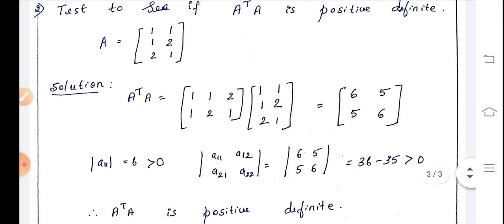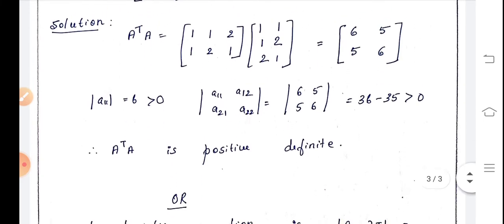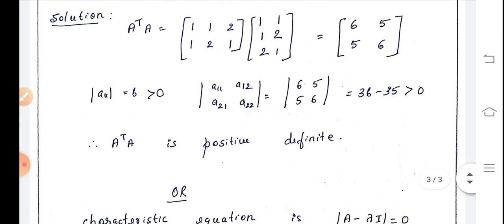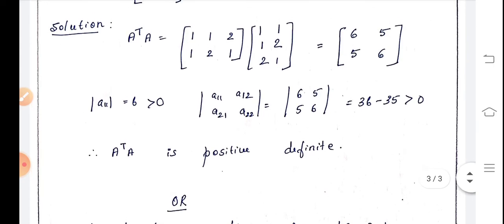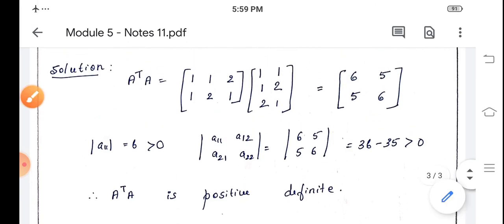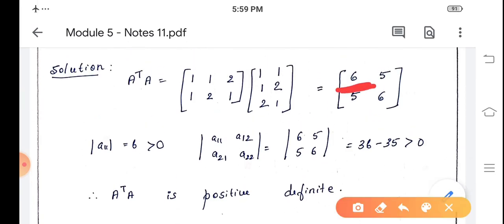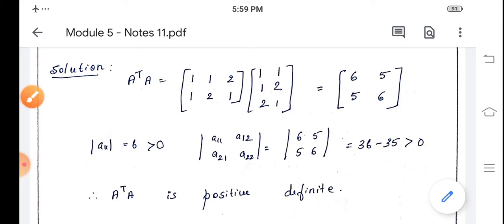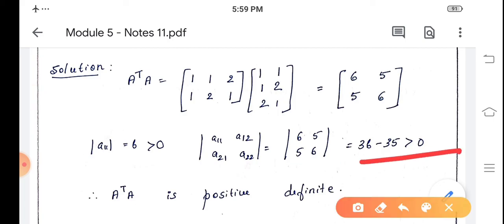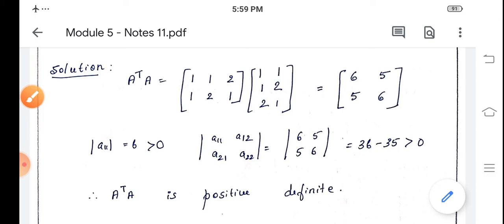Now we check the matrix A transpose A for positive definiteness. Here we can check the positive definiteness by finding the determinants of upper left submatrices. We take submatrix of order 1, that is a11 equal to 6. Determinant is 6, it is greater than 0. And suppose we take A transpose A determinant, it is determinant of 6 5 5 6, 36 minus 35 greater than 0. So upper left submatrices have positive determinant, so A transpose A is positive definite.